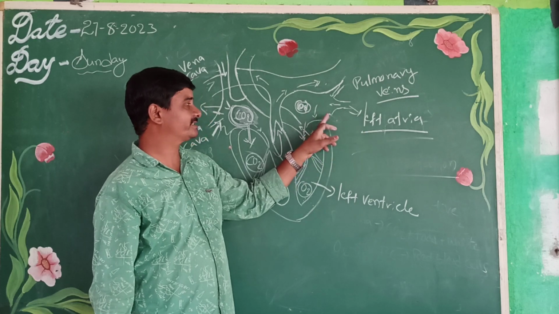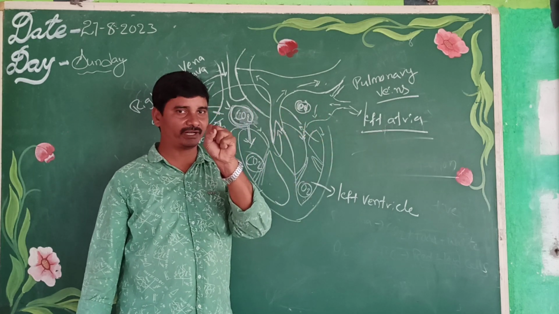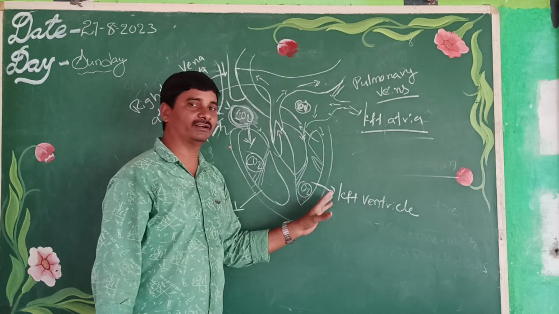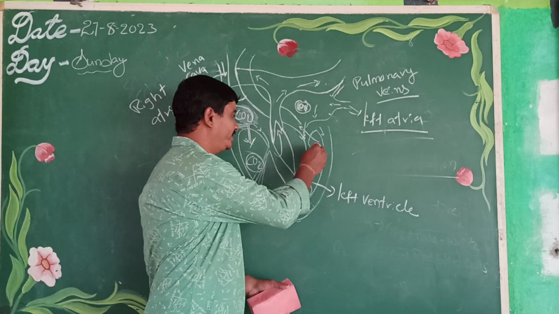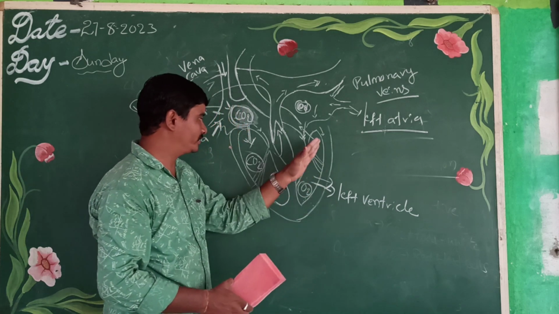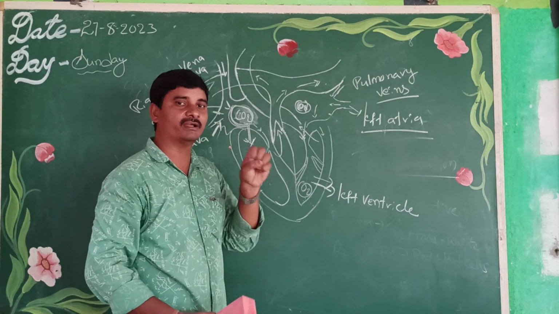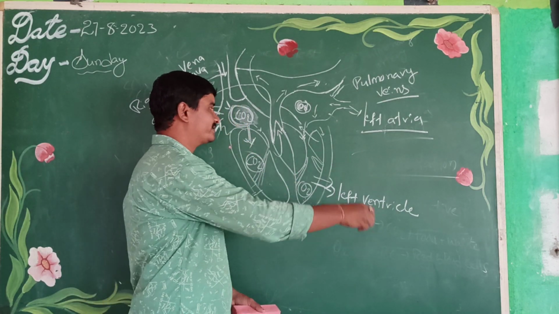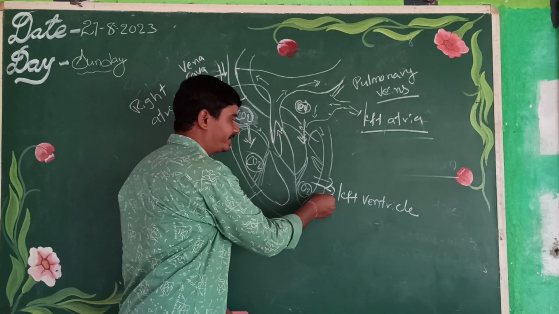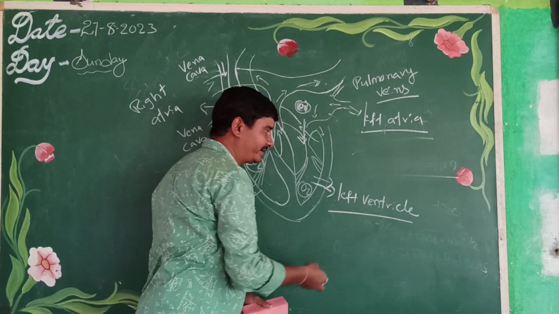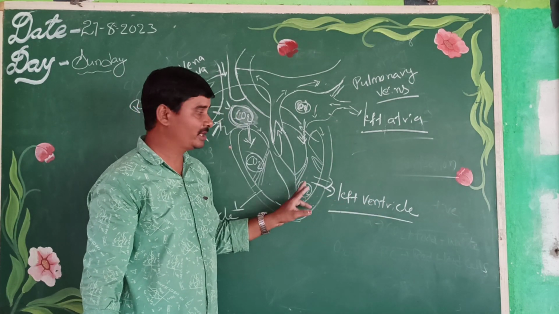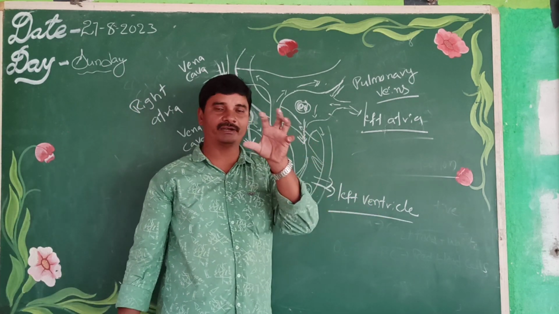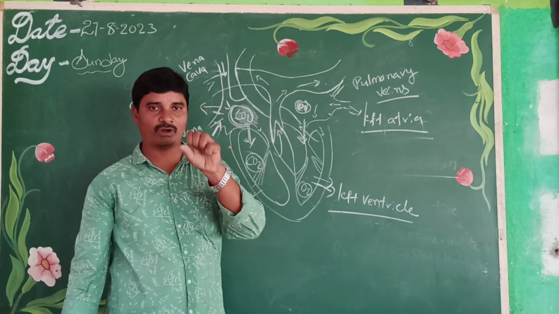When the left atrium starts contraction, the left ventricle is relaxed. This is the left ventricle, the lower chamber. Once the oxygenated blood enters the left ventricle, it fills with oxygenated blood, and then the left ventricle will start contraction.